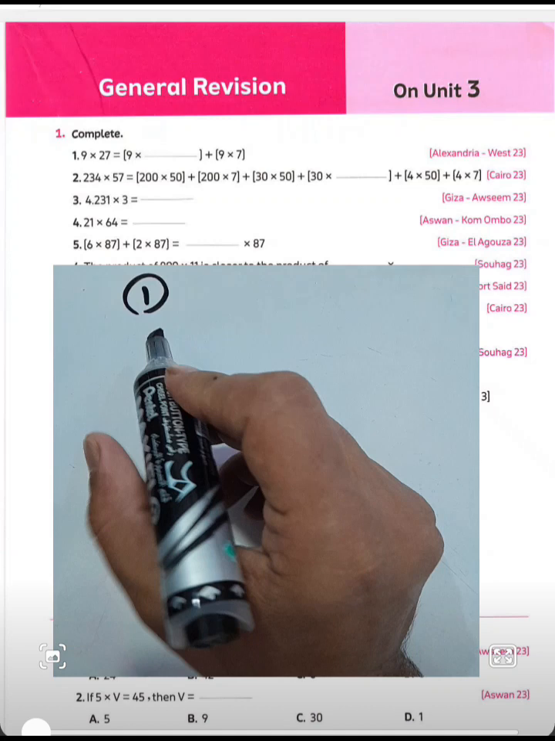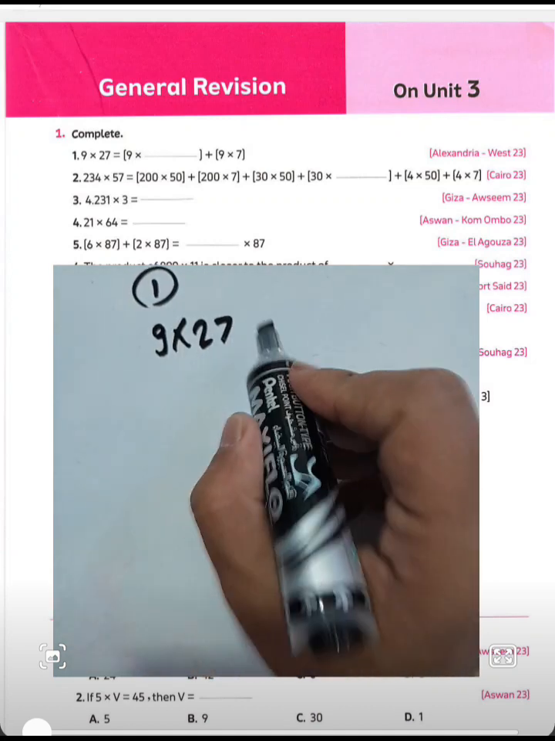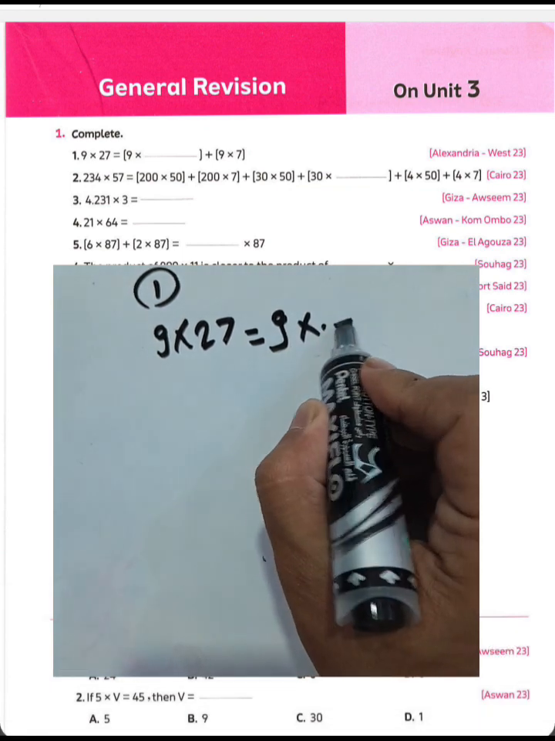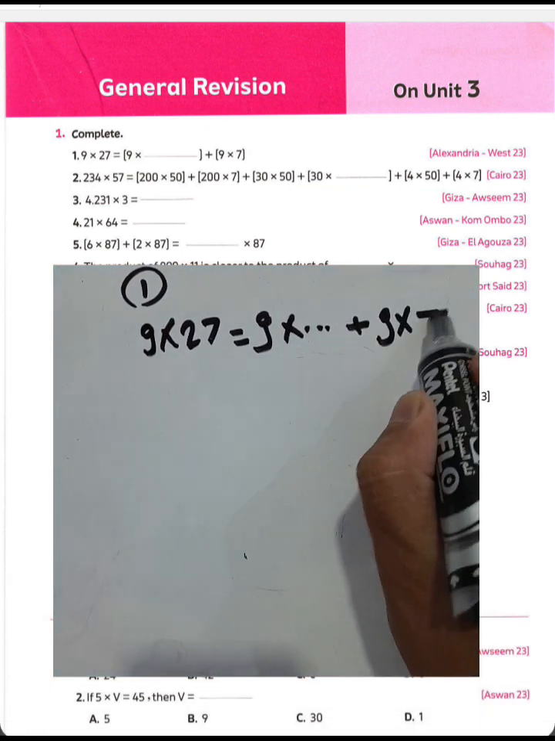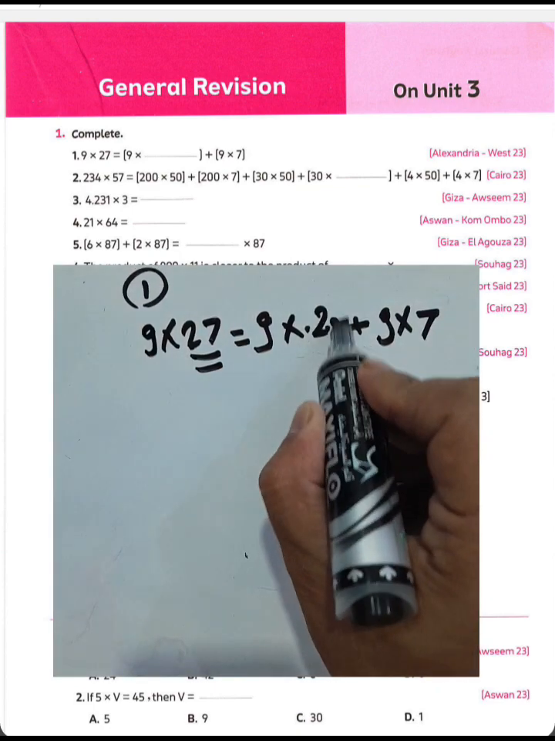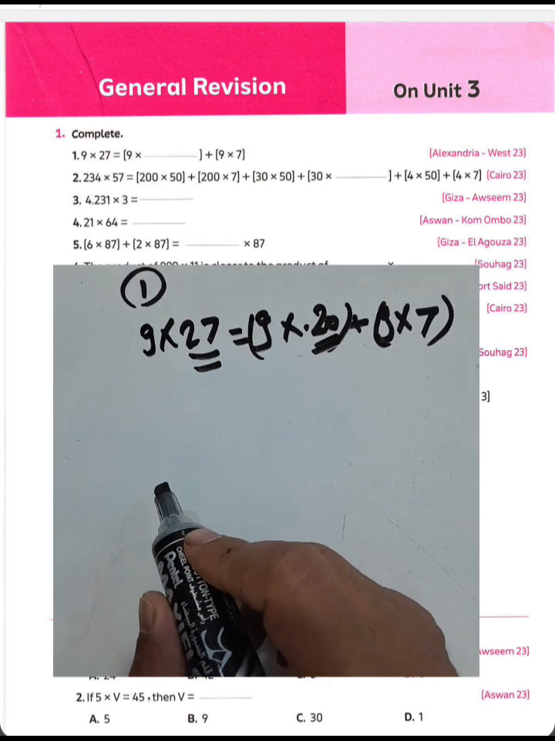Question number 1. Complete: 9 times 27 equals 9 times space plus 9 times 7. We have here 9 constant, and 27 equals 20 plus 7. Then we must write in this space 20, because 27 equals 20 plus 7.